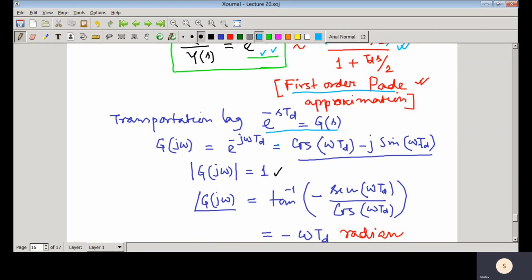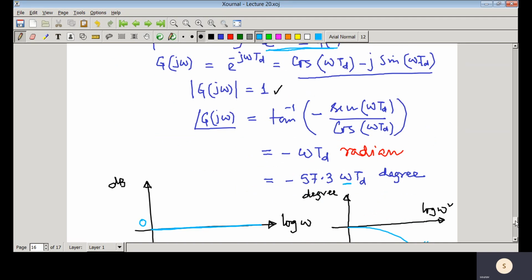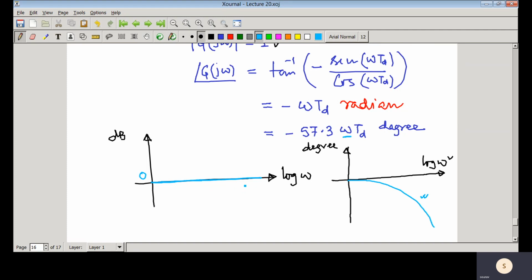And we have seen that if we take the transportation lag transfer function e to the power minus s Td, then what would be its gain and phase? The gain remains the same because the gain is constant. So if there is any transportation lag in the system, gain is not affected because gain is 1, but the phase is affected. We can see that whenever Td is increased, that means if delay is increased, at the same frequency the transportation lag contributes more phase lag to the system. So delay is increased, that means we will have more phase lag.